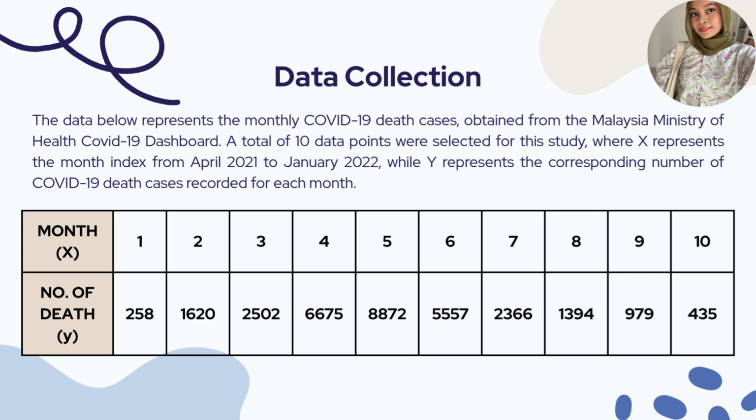If we look closely at the table, we can see a very distinct pattern. We start at month 1 with 258 deaths. Then the number climbs rapidly, spiking heavily in month 4 with over 6,600 deaths and reaching a stark peak in month 5 with 8,872 deaths. After this peak, the number began a steady continuous decline, dropping back down to 435 cases by month 10.